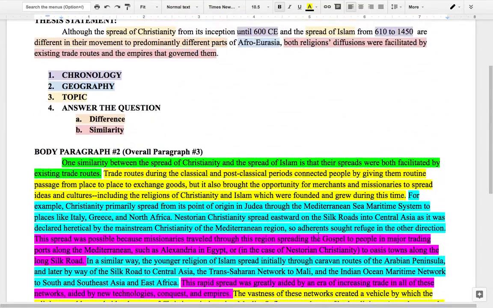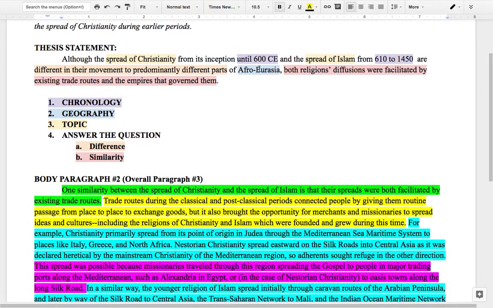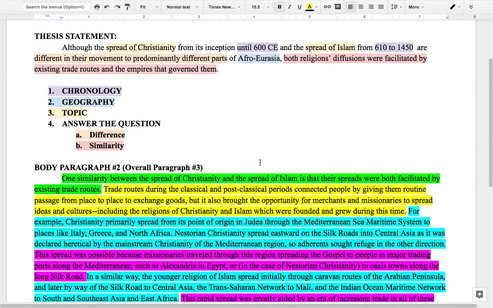If I did not convince you that both of these religions were facilitated by existing trade routes, then I can't do much more. But that paragraph certainly supports that statement in the thesis. And that is what your writing is meant to do.